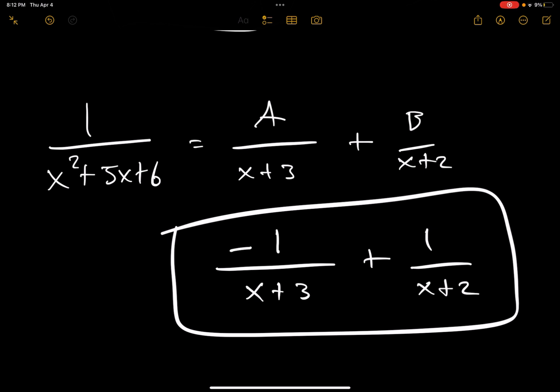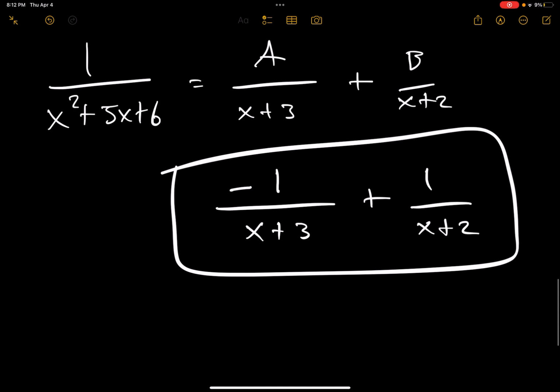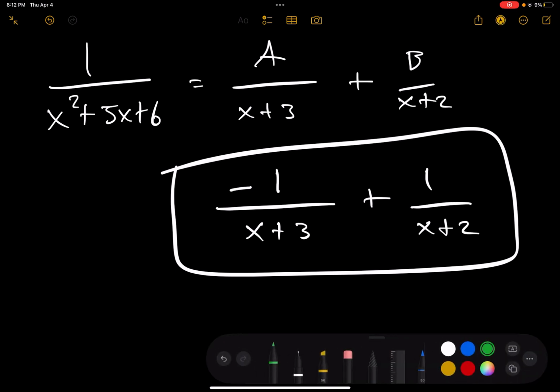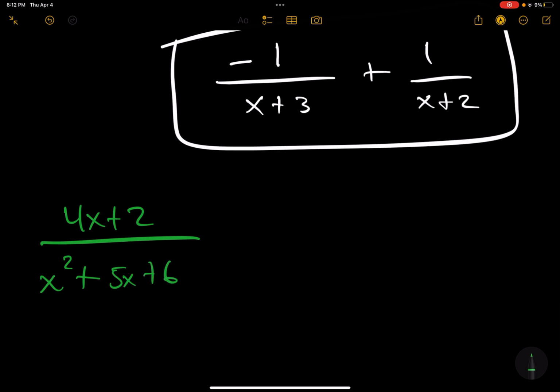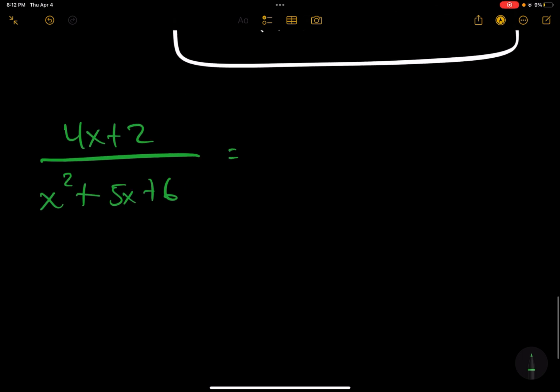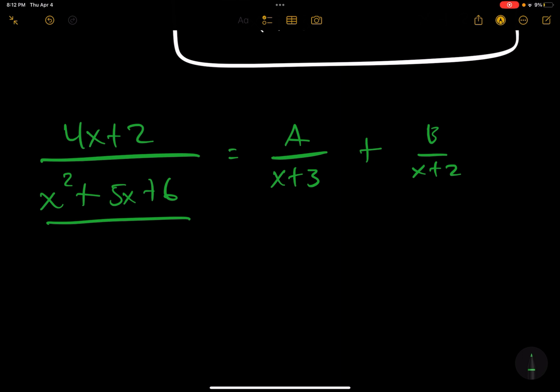The only problem I will tell you is that sometimes you won't just have a 1 up here, but rather you could have 4x plus 2 over x squared plus 5x plus 6. But this won't actually affect anything, except maybe during the substitution. If we split it again, it's going to be a over x plus 3 plus b over x plus 2, and we multiply all the sides, because this can be linear, we'll just have 4x plus 2 equals a(x plus 2) plus b(x plus 3).